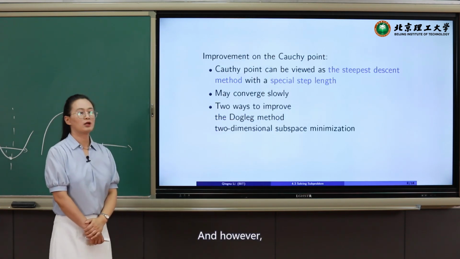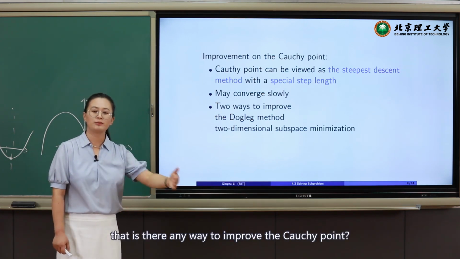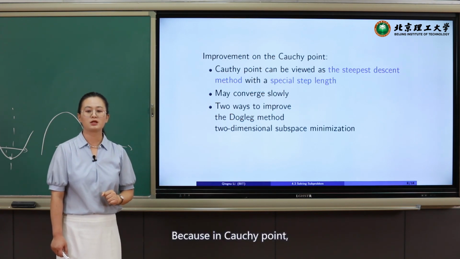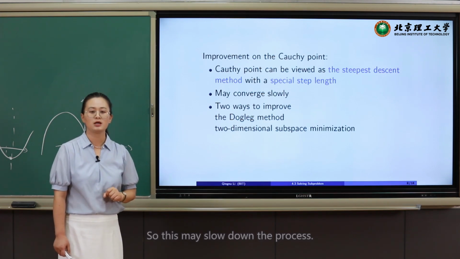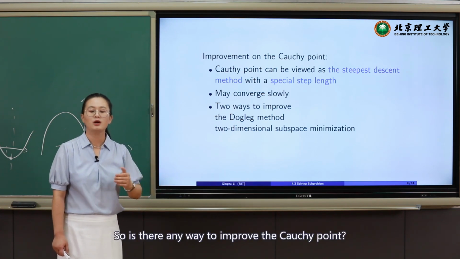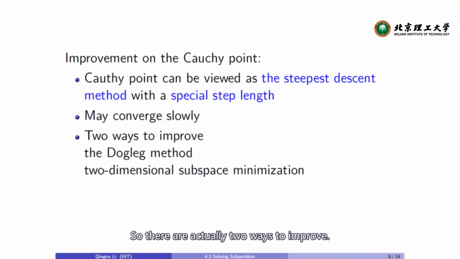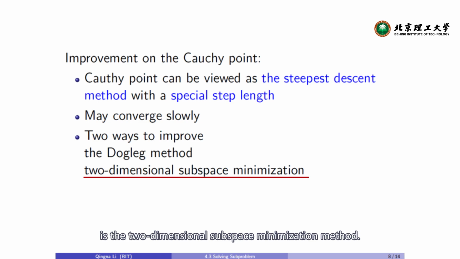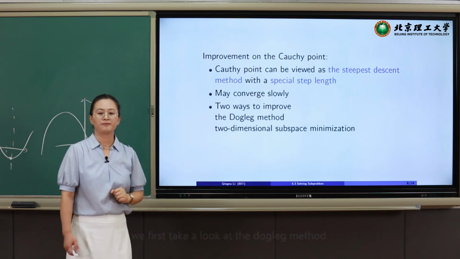However, we may think about this issue: is there any way to improve the Cauchy point? Because in the Cauchy point, we only make use of the gradient information. This may slow down the process. So is there any way to improve the Cauchy point? There are actually two ways to improve. The first one is the dogleg method. The second one is the two-dimensional subspace minimization method. In this part, we first take a look at the dogleg method.